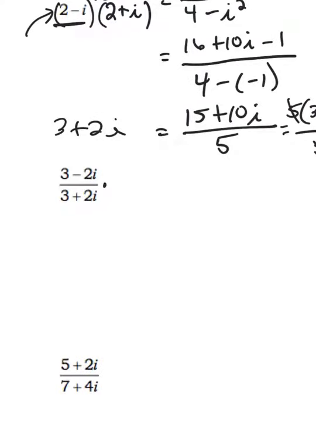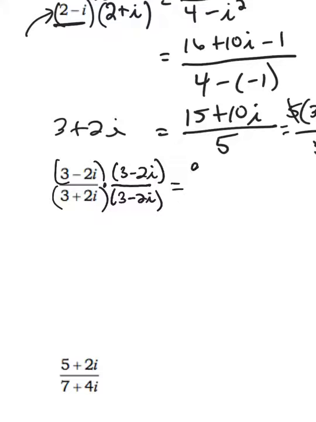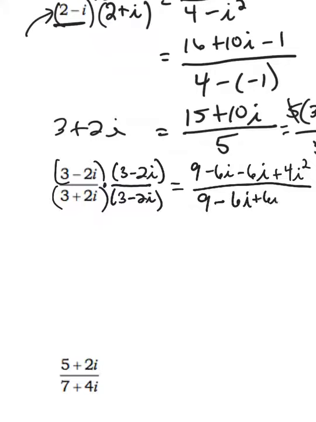We're going to multiply this by the conjugate of the denominator, so the top and the bottom should be 3 minus 2i. I like to put parentheses to remind myself I have to FOIL or double distribute. On top, 3 times 3, 3 times negative 2i, 3 times negative 2i, negative 2i times negative 2i, positive 4i squared. On bottom, 3 times 3 is 9, negative 6i, positive 6i, negative 4i squared.